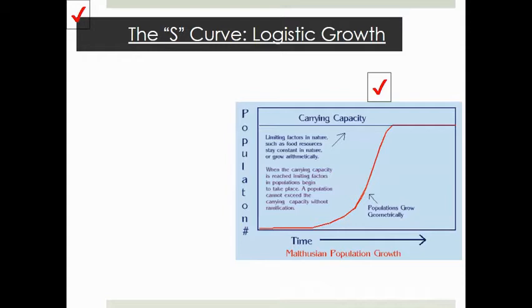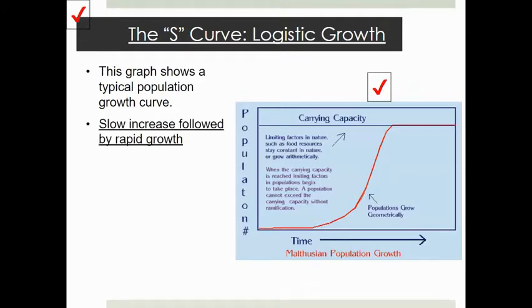However, in most cases, things follow the S-curve, also known as the logistic growth curve. This graph shows a typical population growth curve. So there is a slow increase followed by rapid growth. If you look in the bottom left, you'll see that things start off relatively low and seem to keep that way until they get about to the halfway point, where things increase exponentially to a point. As you can see, it does eventually level off.